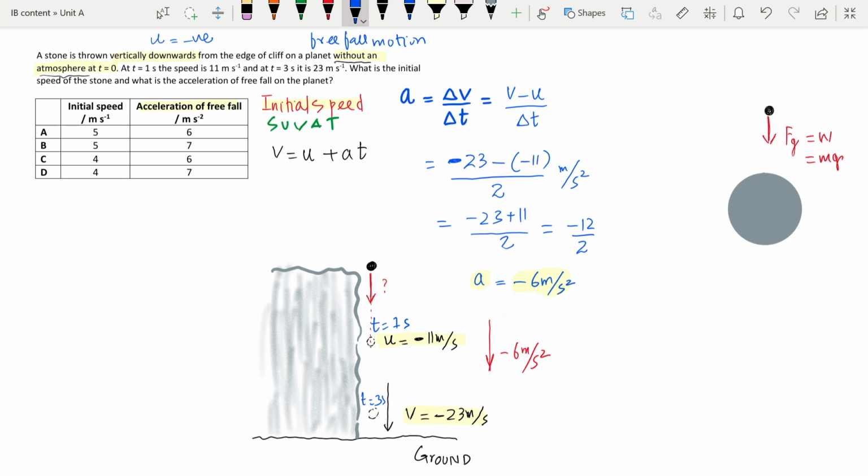So the final velocity, if you consider 11, I will write negative 11, is equal to initial velocity, which is unknown, plus acceleration, which is negative 6, times the time elapsed, which is 1 second. So that means negative 11 is equal to u minus 6, and u is equal to negative 11 plus 6, which is negative 5 meter per second. Don't go anywhere, I'm also going to show you the velocity time graph in fact.